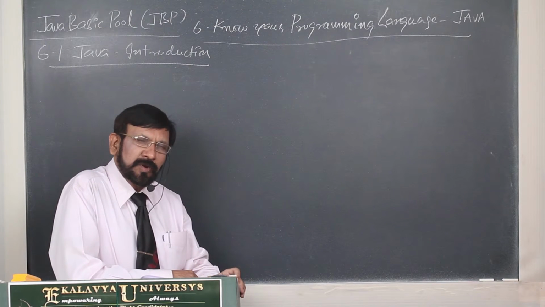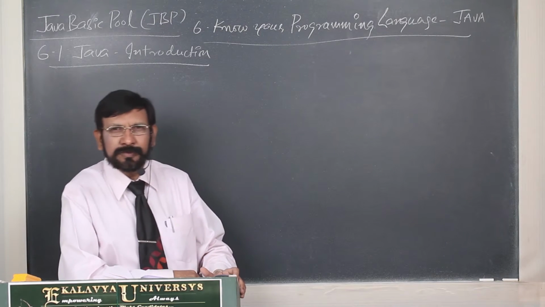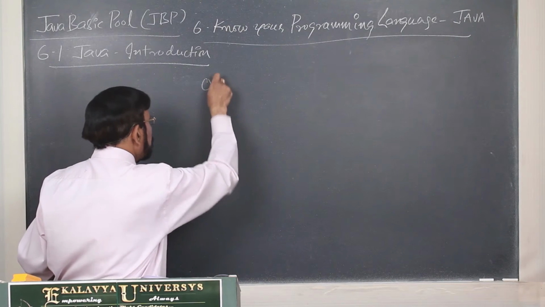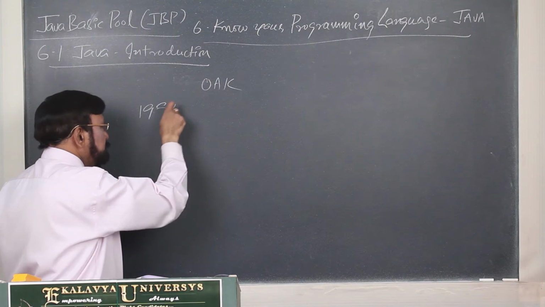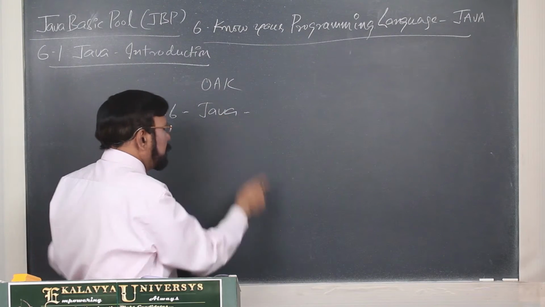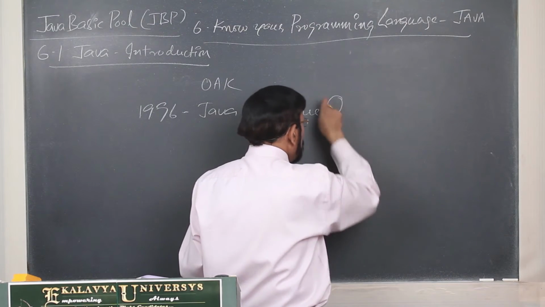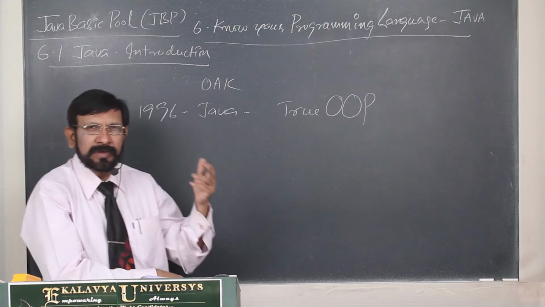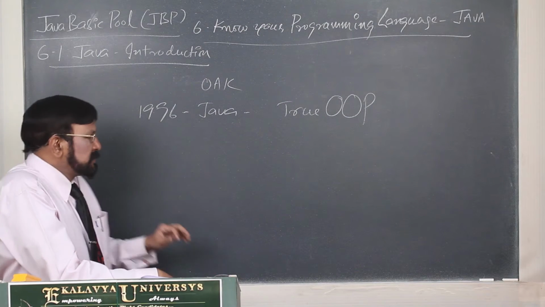Now, let us come to Java introduction. Actually, this was developed in 1991 by Sun Microsystems of USA with the name Oak. Originally, its name was Oak, and subsequently in 1996 they renamed it as Java, and released it as a true object oriented programming language. True object oriented programming language, and at the same time, it is purely a general purpose language as well as an internet language.